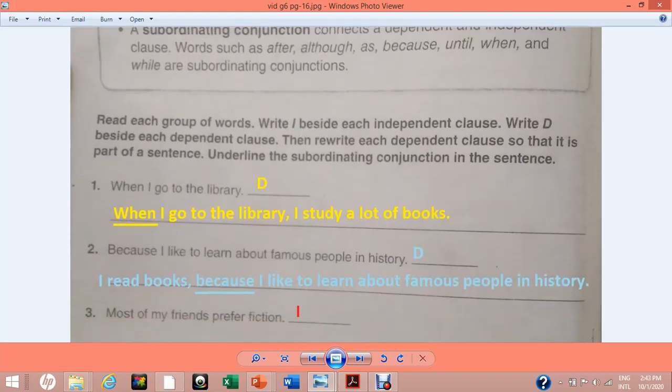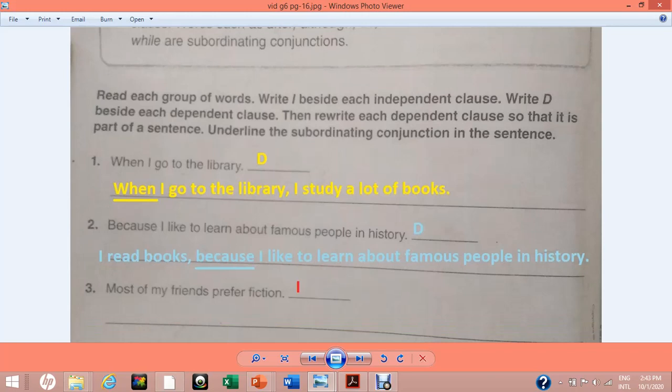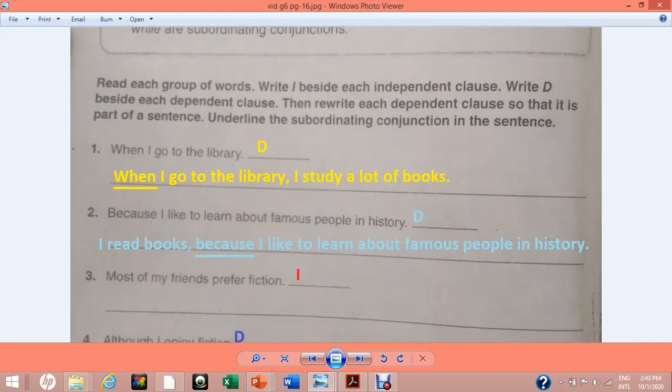On page number 16, I am going to describe the question. Read each group of words, write I beside each independent clause, write D beside each dependent clause. Then rewrite each dependent clause so that it is a part of a sentence. Underline the subordinating conjunction in the sentence. When I go to the library, now that is a dependent clause, so first of all write capital D on the small line. Then you are going to convert this dependent clause into a new sentence. When I go to the library, I study a lot of books.